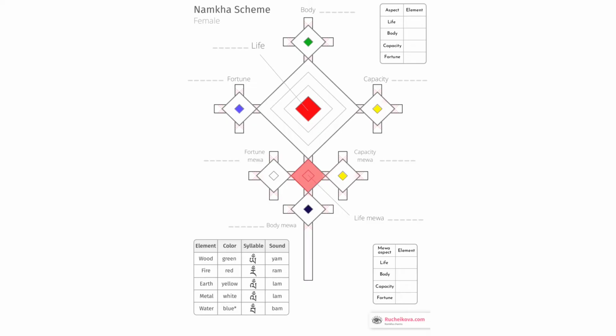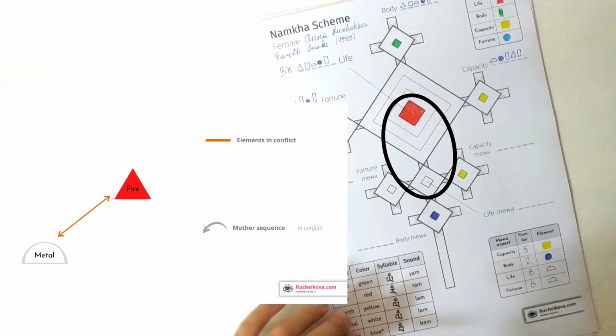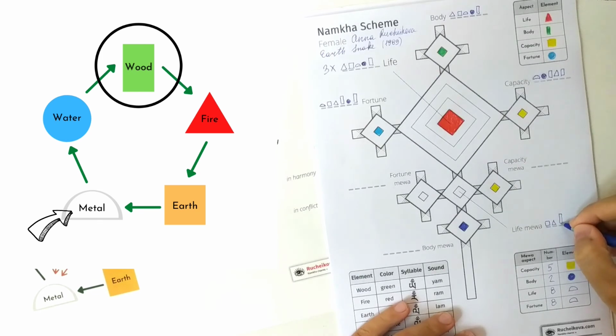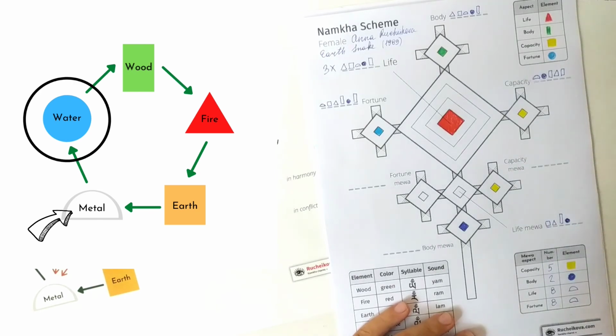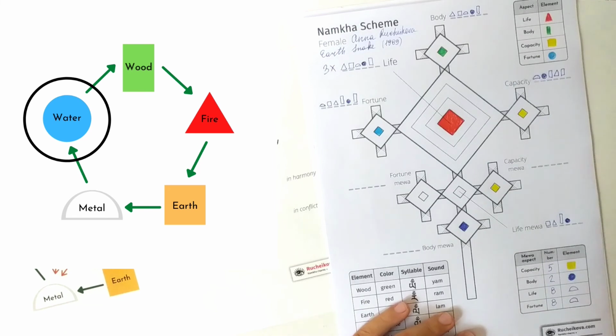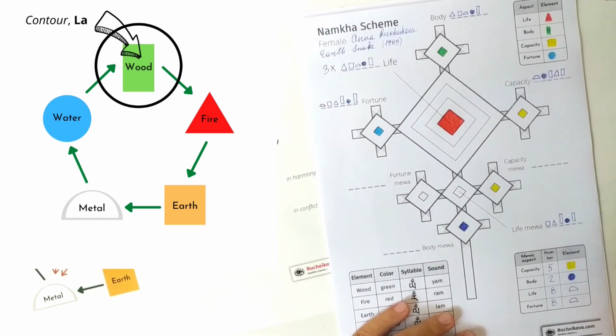Okay, now we harmonize life Mewa. We compare it with life. It is in conflict with life. I move counterclockwise. Earth, fire, wood, water. Then back to the edge by harmonious shortest path. Water, edge.